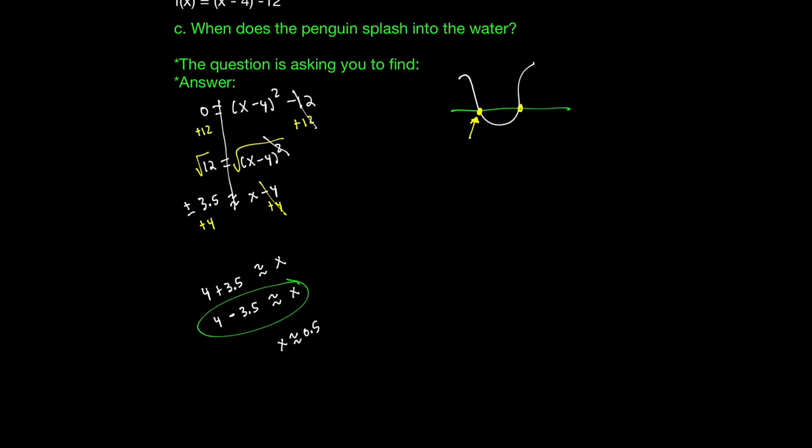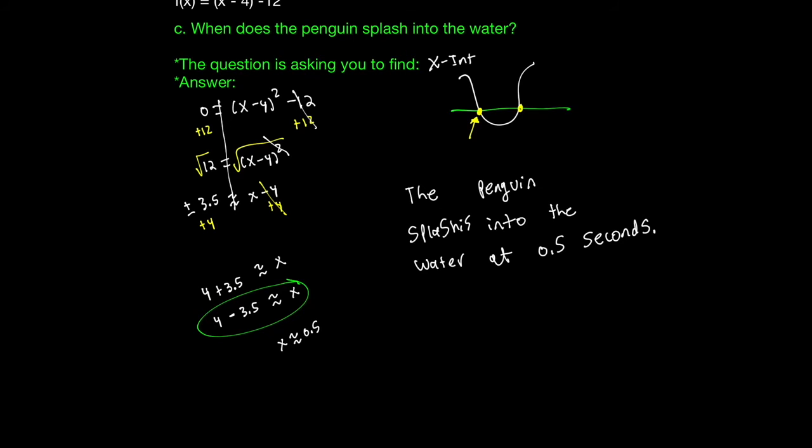So the question is asking us to find the x-intercept, the first one. I'm just going to write x-intercept here. And then the answer is going to be the penguin splashes into the water at 0.5 seconds.